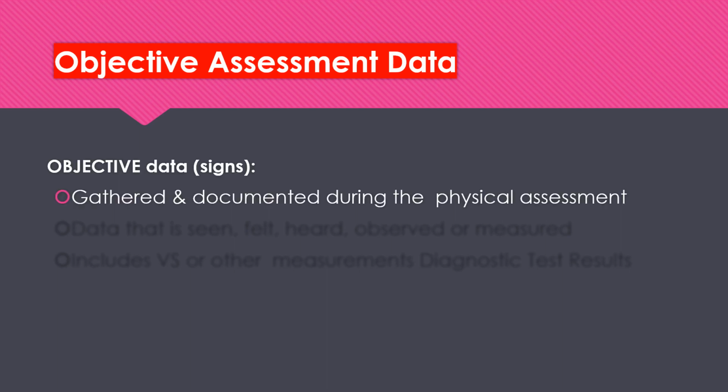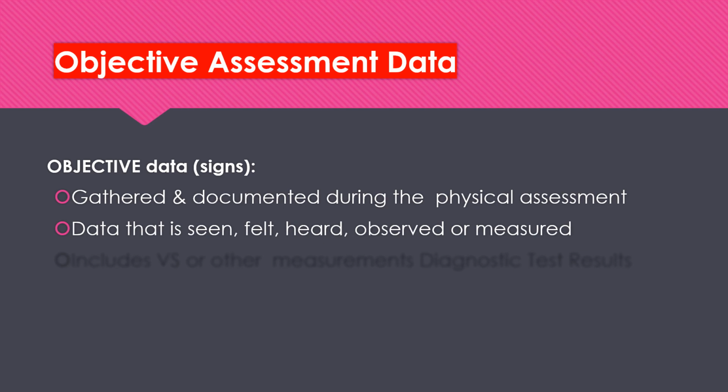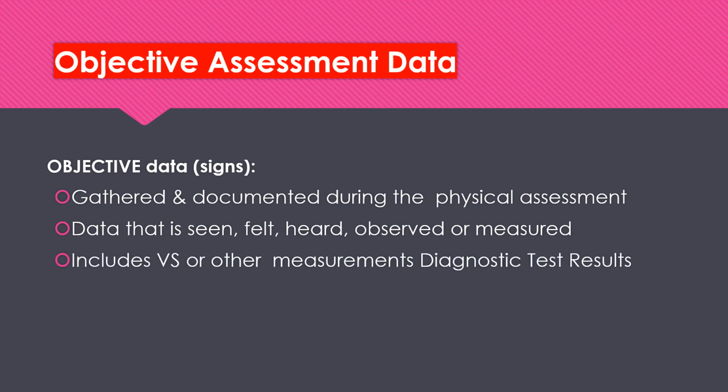The second type of data we have is objective data. This is the data that we have gathered and documented during our physical assessment. It is observable, it is measurable, it can be seen, heard, or felt by someone other than the person who's experiencing it. Objective data are things like vital signs, measurements, diagnostic tests, labs, and head-to-toe assessment findings. And because this is observed data, objective data could be us personally witnessing interactions or behaviors.